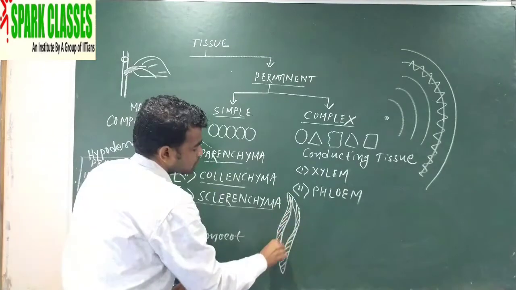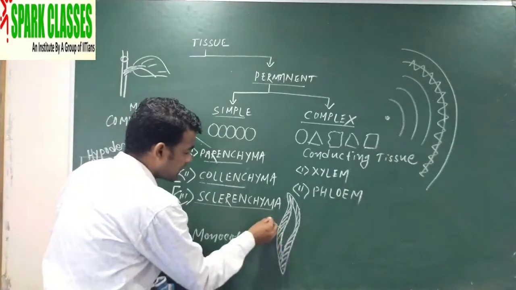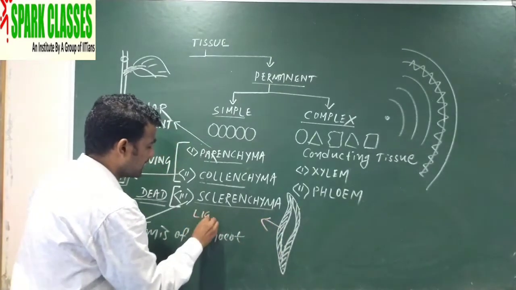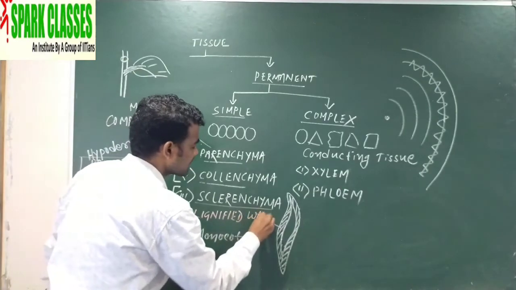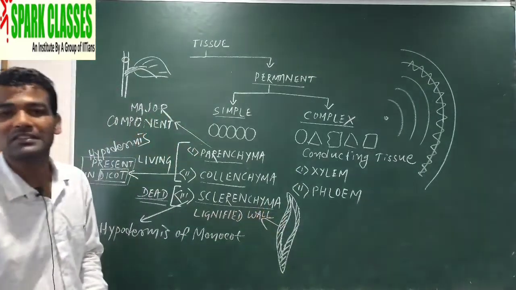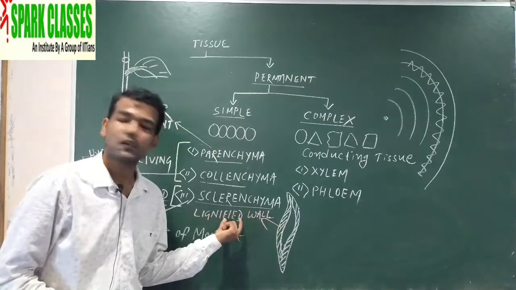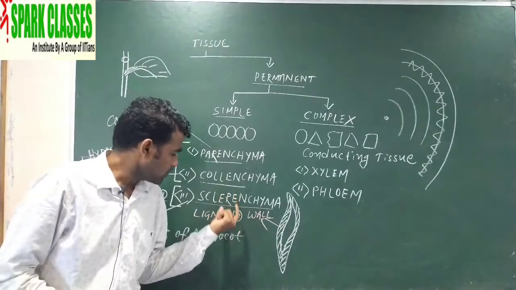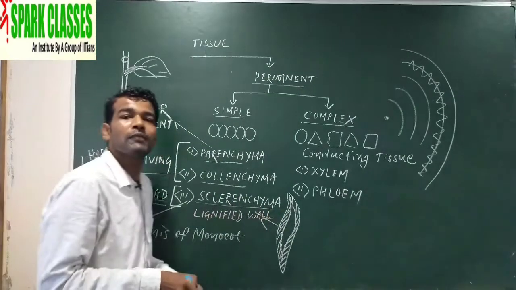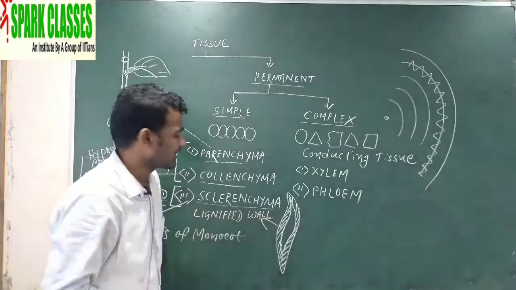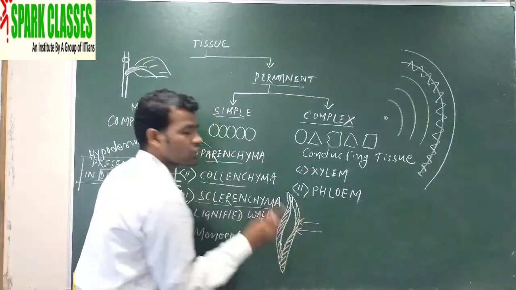You have to remember, that's why the wall is called a lignified wall. Lignified wall means deposited with lignin. If a cell wall is deposited with lignin, that is called a lignified cell wall. Due to this lignified cell wall, the wall becomes very hard and impermeable to different substances like water and nutrients. So water and nutrients cannot easily enter due to deposition of lignin.